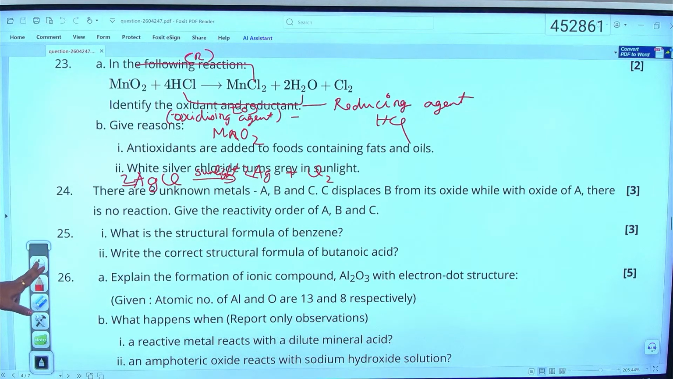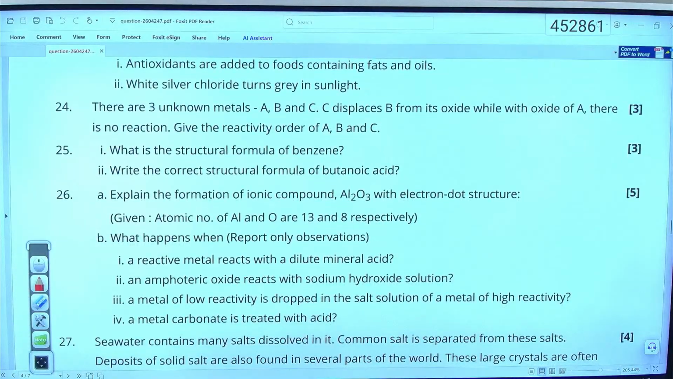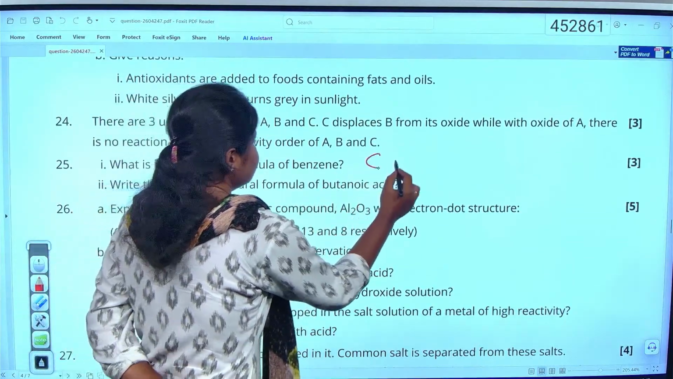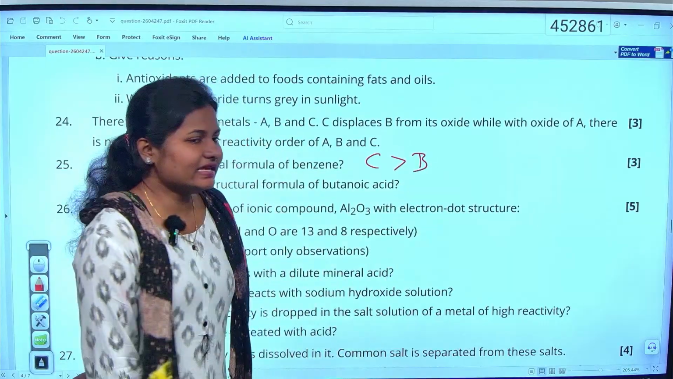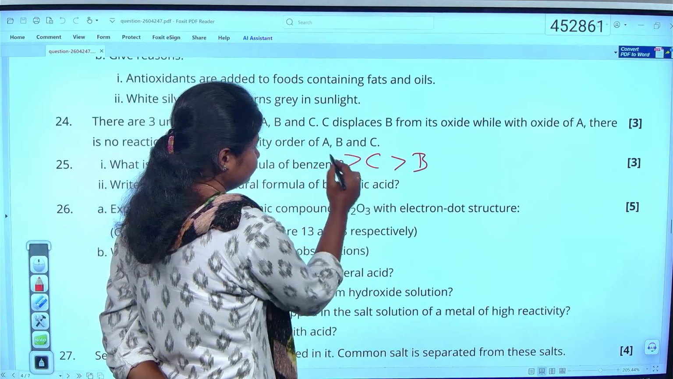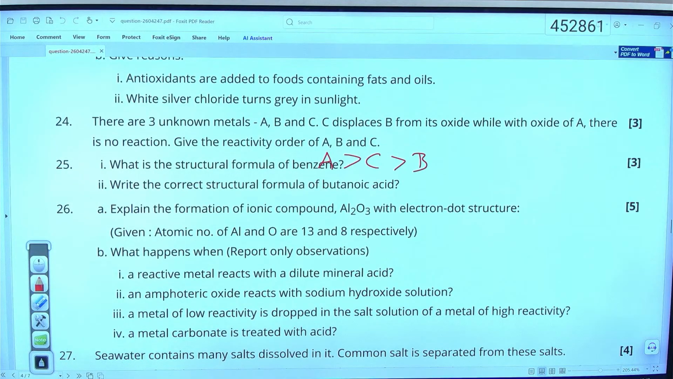There are three unknown metals A, B and C. C displaces B from its oxides, while with the oxide of A, there is no reaction. Give the reactivity order of A, B and C. So which is more reactive? C displaces B, so C is more reactive than B. But when C reacts with A, it did not displace. So A should be more reactive than C. So A, C, B.